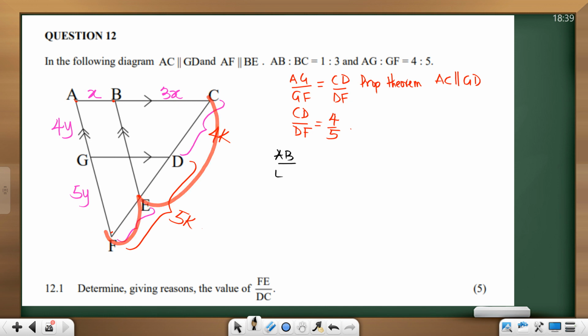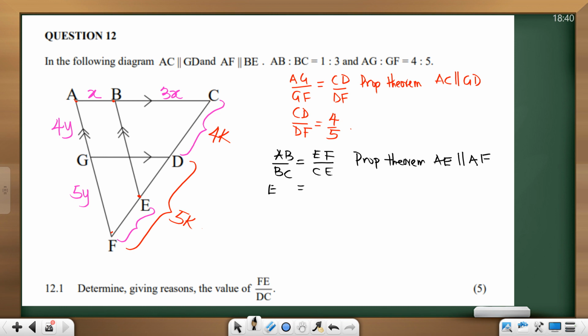AB over BC will be equal to EF over CE. Again, prop CE, not D. Prop theorem. Which lines are parallel? AE parallel to AF, right? And this one therefore means that EF over CE would be equal to 1 over 3. Do we agree?